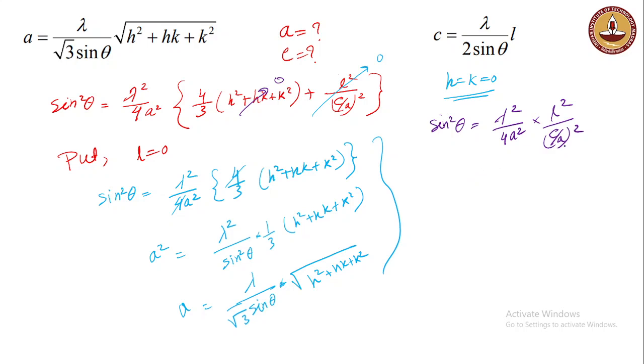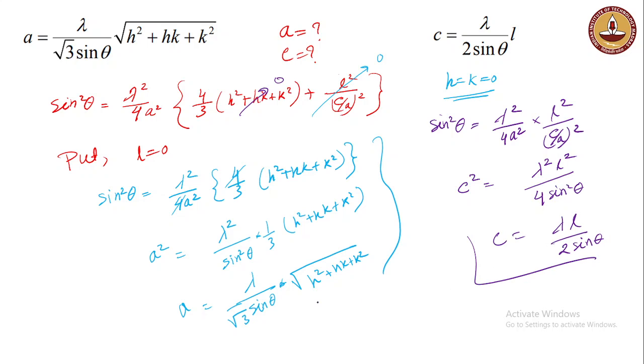Now here if you take this value, you see this a square will go up, so this a square gets cancelled out. This c will come here, actually c square will come here. So we have lambda square, we have L square, we have 4, and sine square theta will come here. So c will be lambda L over 2 sine theta. So these are the two equations with the help of which we can find out the value of A and C.